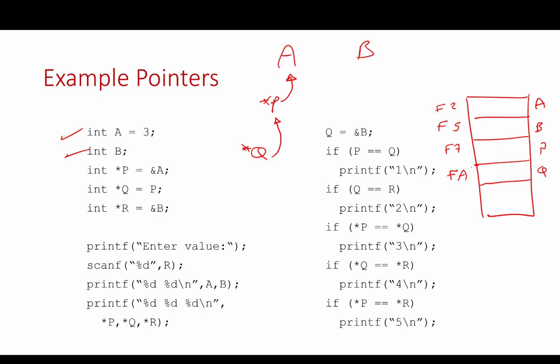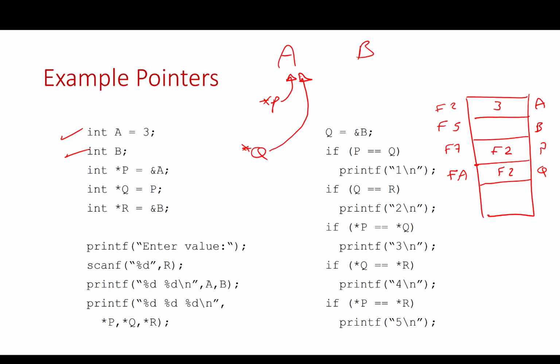Okay. So A will store 3. B is not having anything. And then P is storing the address of A. So this is F2. And then Q is storing... I think you are right. So here it's supposed to be F2, right? So instead of pointing here, it's supposed to point here. Thank you. Okay? So this is how we can see it in memory.